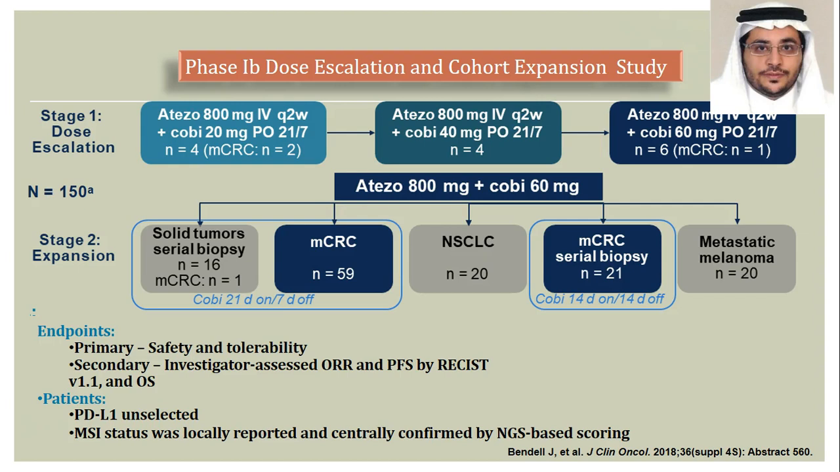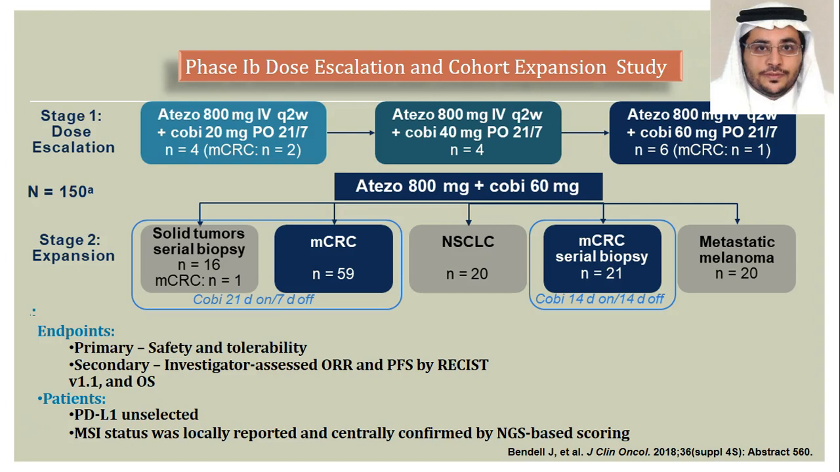Now, what about MS stable disease? So we spoke about MSI high, and it showed clearly that nivolumab and pembrolizumab, both of them, are now approved by the FDA to be used in metastatic colorectal cancer with high MSI. What about MS stable disease?